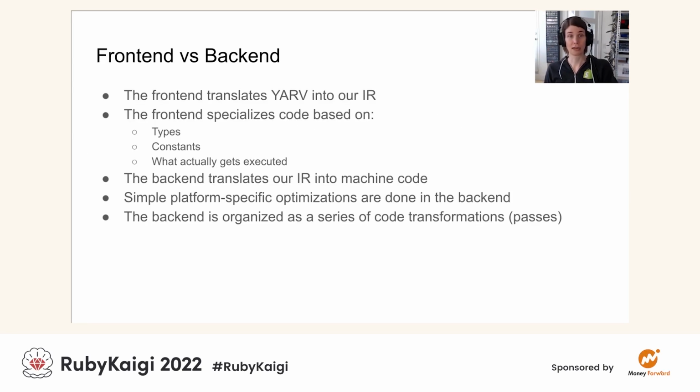With our new design, we get a split of YJIT into a front end and a back end part. The front end translates YARV into our intermediate representation, and it takes care of type specialization of code and specializing code based on constants. So the front end is the part of YJIT that implements lazy basic block versioning. The back end takes care of translating our intermediate representation into machine code, and it also implements some simple platform-specific optimizations. The backend is organized as a series of code transformations or passes.